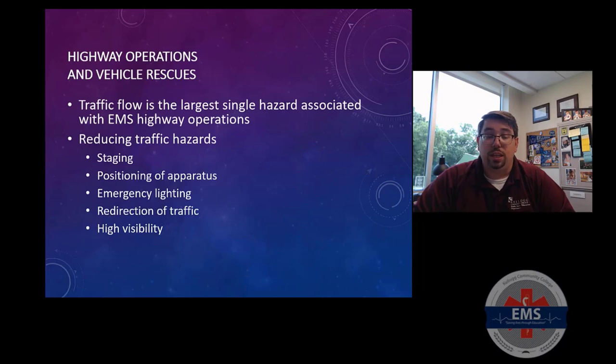These include things like staging your vehicles to protect the scene, positioning of apparatus to close down or to make physical barriers to your scene, minimizing emergency lighting as far as your vehicle lighting and increasing your scene lighting. Maybe we need to have the traffic redirected to a better location, and then maybe we're going to put up street signs or warning signs well in advance of the accident to ensure high visibility. Maybe also we're going to utilize our traffic safety vests in order to make sure that we as providers and rescuers are visible as well.